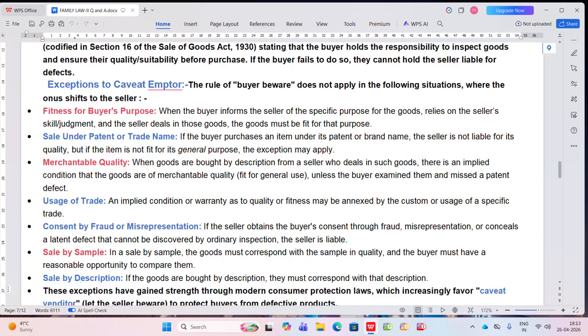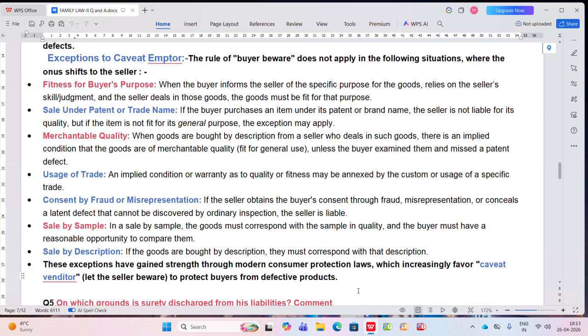These exceptions have gained strength through modern consumer protection laws, which increasingly favor caveat venditor, let the seller be aware, to protect buyers from defective products. So, this is all about question number 4. Now coming to question number 5.